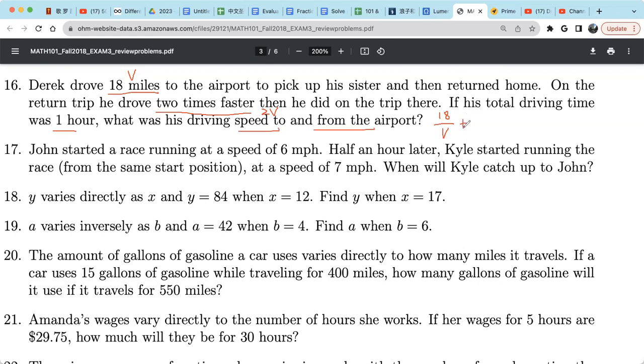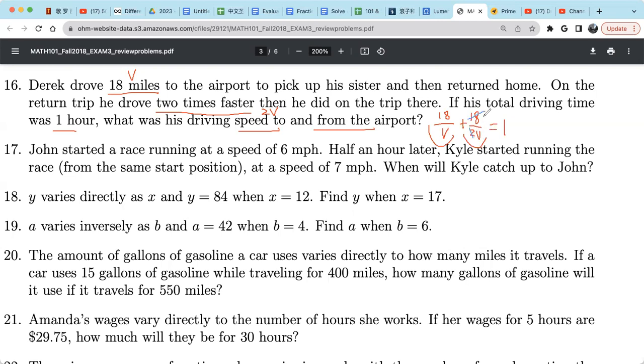And when he comes back, how long did he use? Same distance, but his speed was twice as fast. His speed was 2v. So this is time going to the airport, this is time coming back from the airport. So what is the total time he used? He used 1 hour. So we made a rational equation. Now we need to solve.